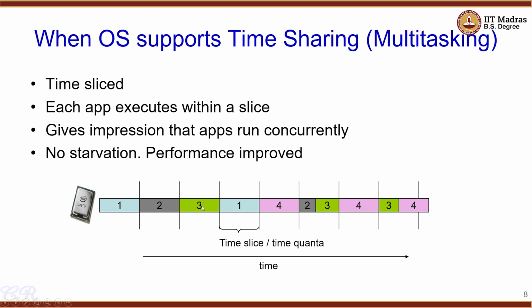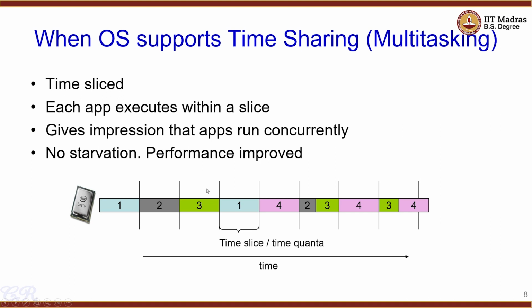Other applications like app 3, app 4 and so on would also get their time slice and be permitted to execute on the CPU. In other words, these applications are not going to be starved. So there is no starvation, and thus a major performance improvement.